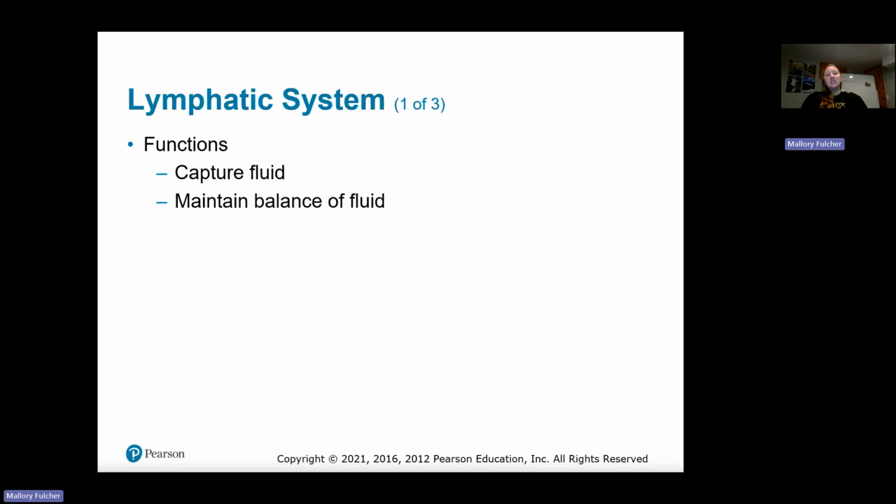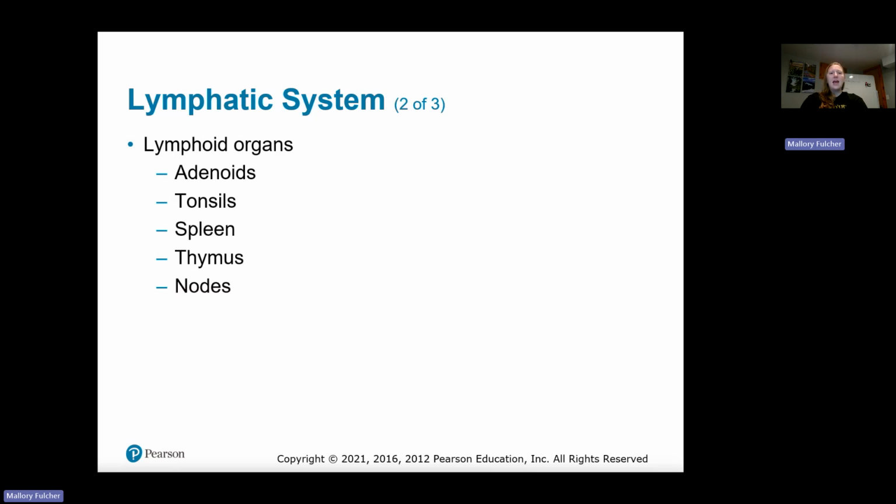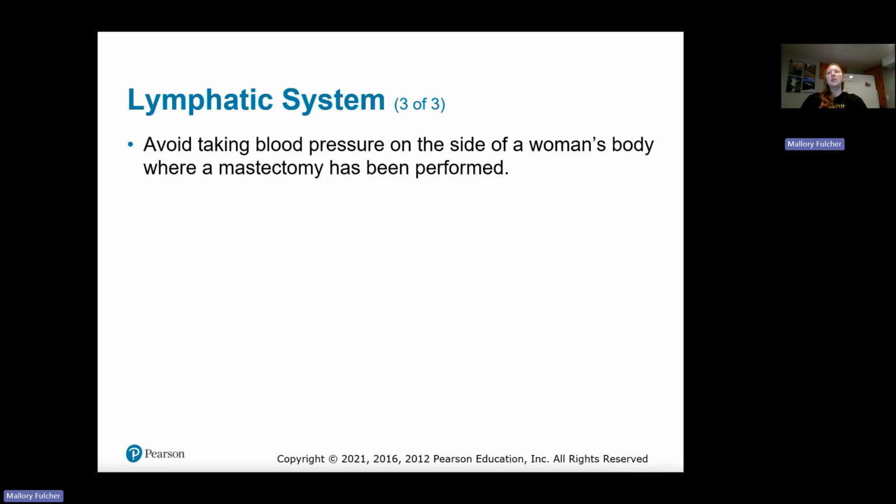The lymphatic system's function is to capture fluid and maintain the balance within our system. So it's made up of a lot of different kind of glands. We've got adenoids, tonsils, spleen, thymus, and a few different nodes. Big thing with this one is that if a patient has had a mastectomy, we don't want to do a blood pressure on that side. It can cause some damage, so we don't want to do that.